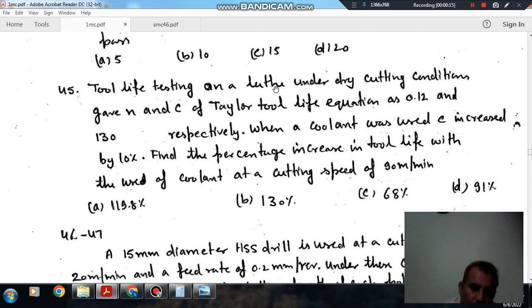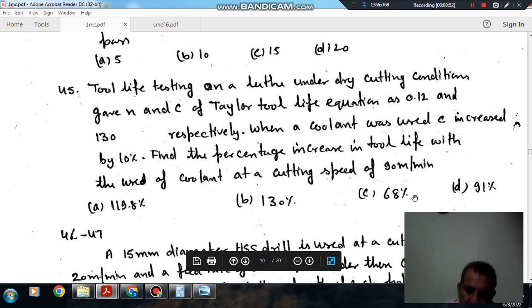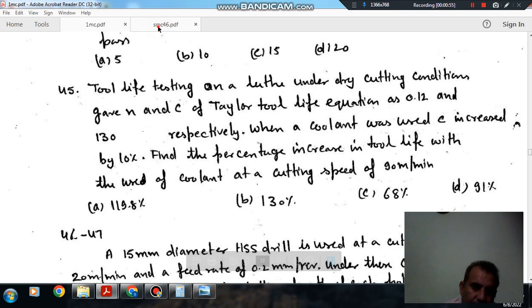Tool life testing on a lathe under dry cutting conditions gave n and C of the Taylor tool life equation as 0.12 and 130 respectively. When a coolant was used, C is increased by 10%. Find the percentage increase in tool life with the use of coolant at a cutting speed of 90 meter per minute. Option A 119.8%, option B 130%, option C 68%, and option D 91%.